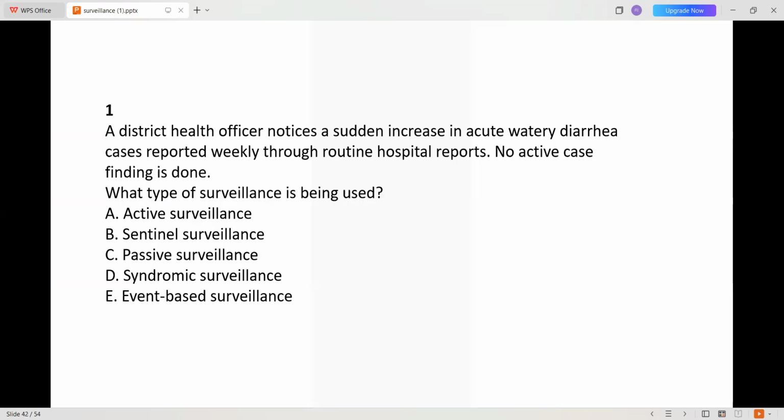First one: a district health officer noticed a sudden increase in acute watery diarrhea cases reported weekly through the routine hospital reports. No active case finding is done. What type of surveillance is being used? A. Active surveillance. B. Sentinel surveillance. C. Passive surveillance. D. Syndromic surveillance. E. Event-based surveillance. C, passive surveillance. Yes, C is the right option.